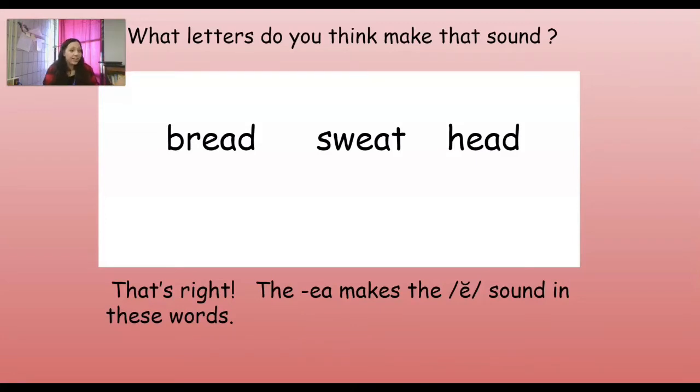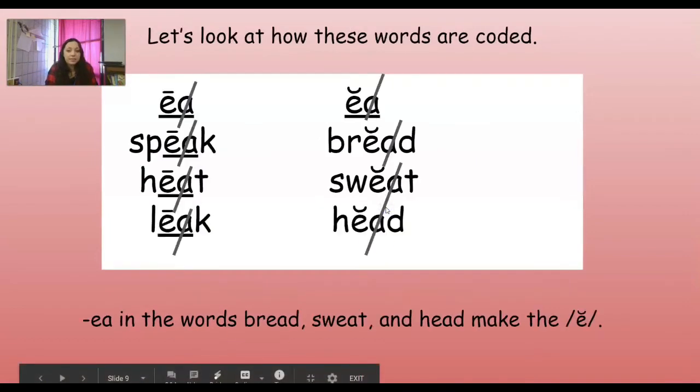So the other EA made the long E. This makes the short E. So what we're going to say is we're going to call this sneaky E2 because it's sneaky EA. It can say different sounds. It can say long E and it can say short E. All right, let's look at how these words are coded.